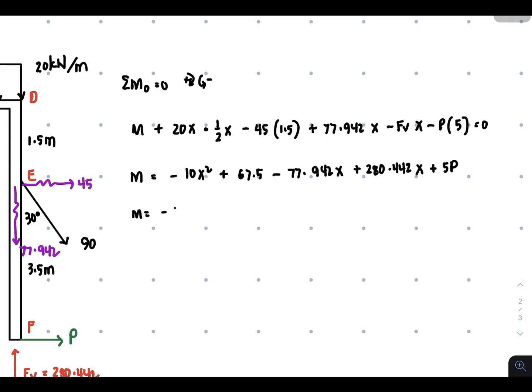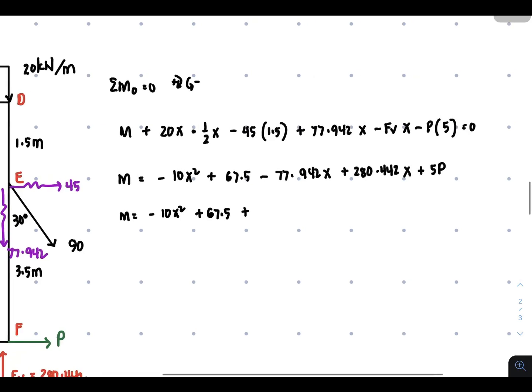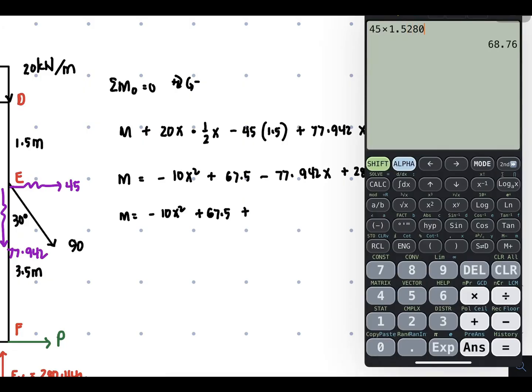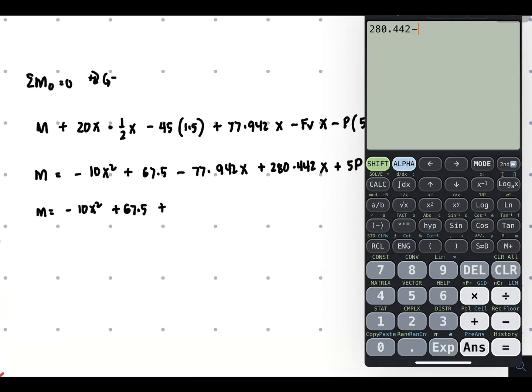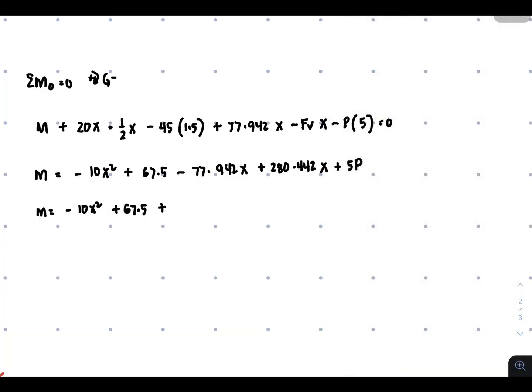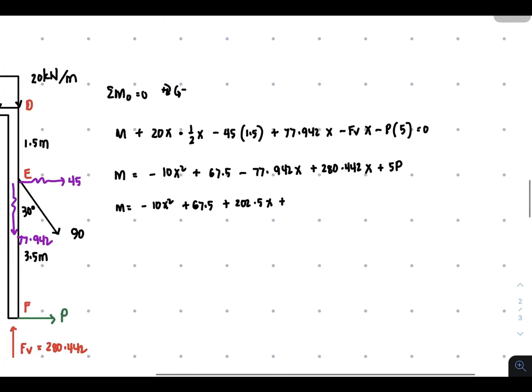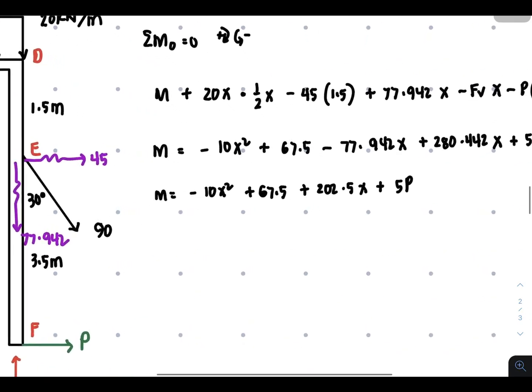Okay, so simplifying, we now have M equal to negative 10x squared, then plus 67.5, and then plus, let's combine the 77 and 280, 280.442 minus 77.942, 202.5. So that's 202.5x, then plus 5P.